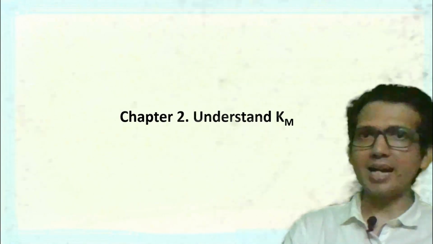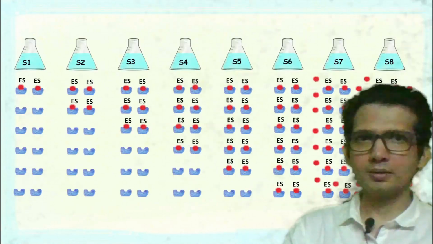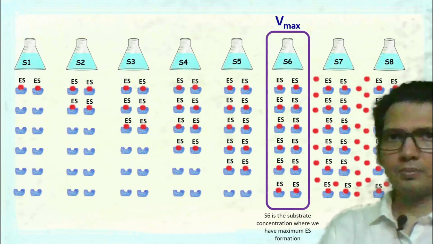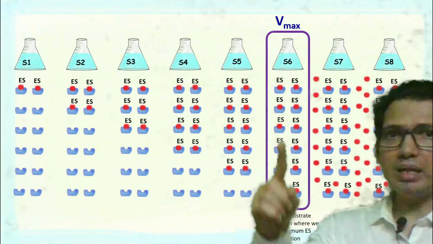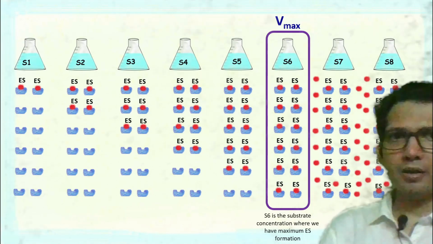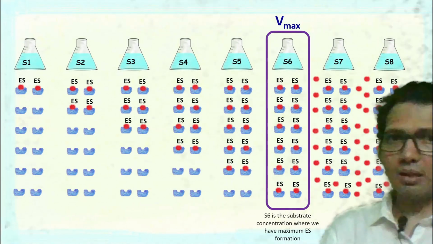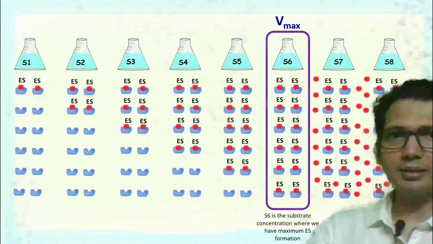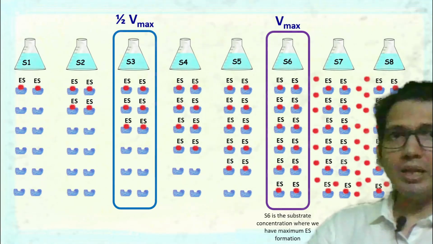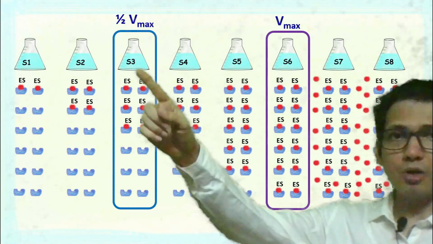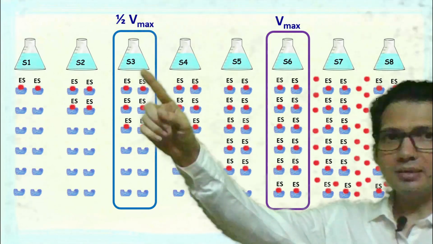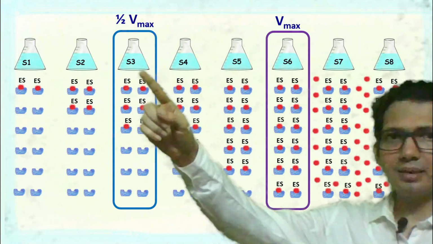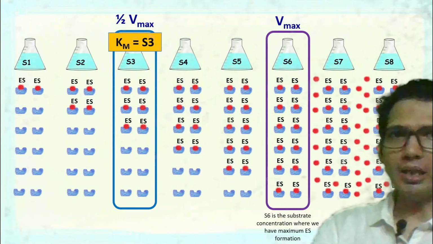Now, let's understand what is Km. So, this was our experimental setup. And this was the point where we had the Vmax. Now, to find the Km, we find the substrate concentration at which the velocity is half of Vmax. If we carefully analyze substrate concentration S3, then this is the flask where the velocity will be half of Vmax. Hence, the Km value will be S3.